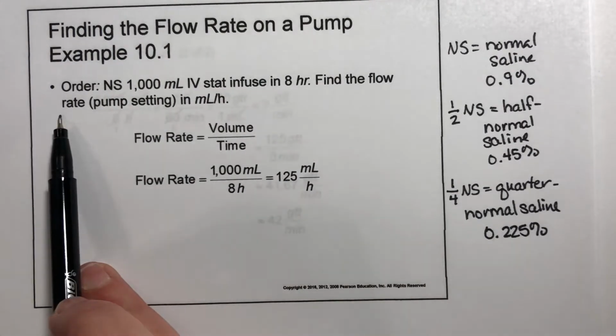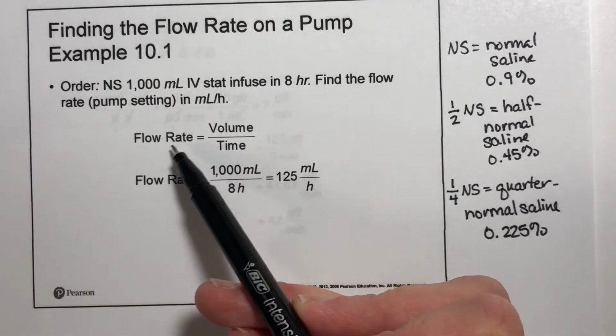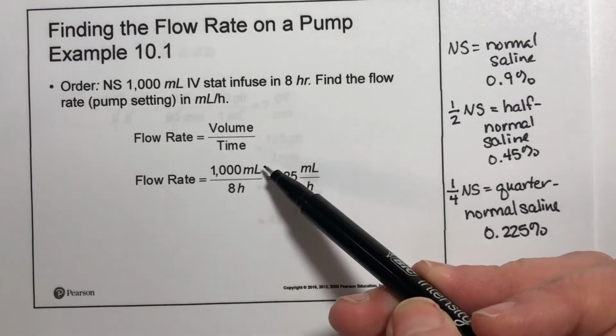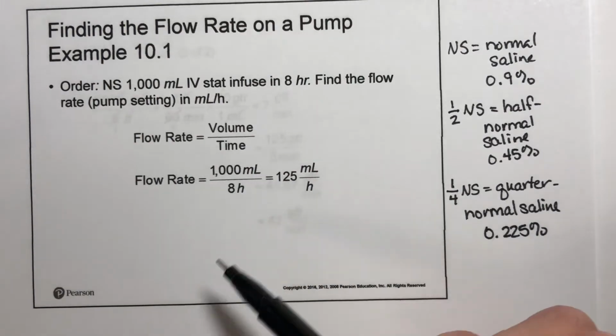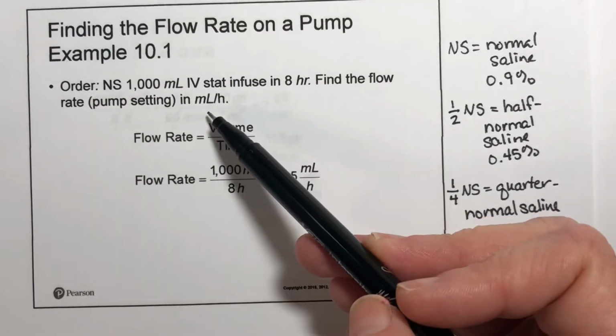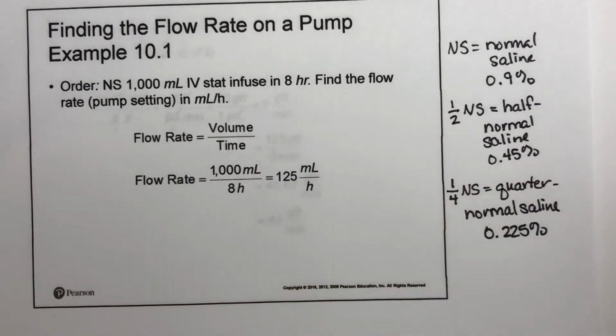Find the flow rate, which is the pump setting, in milliliters per hour. The flow rate is the volume over time. So what they did is they took the volume, the entire amount of solution we're supposed to infuse, 1,000 milliliters, and divided that by 8 hours. We were supposed to do milliliters per hour, so our units are fine. Just do the division and you get 125.